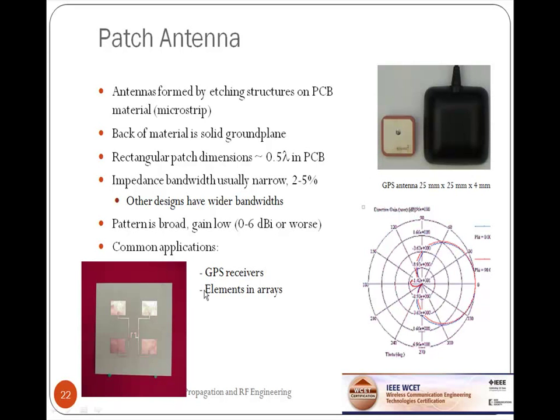The patch antenna are formed by etching structure on a PCB material. These are called microstrip antenna. The back of the material is a solid ground plane, and typically the rectangular patch dimensions are in the half wavelength in the printed circuit board. The typical impedance bandwidth is narrow, from 2 to 5%, but other designs have wider bandwidth. The pattern for the patch antenna are pretty broad, pretty low gain, about 0 to 6 dBi or worse, and they find the application in the GPS receiver or elements in antenna arrays.